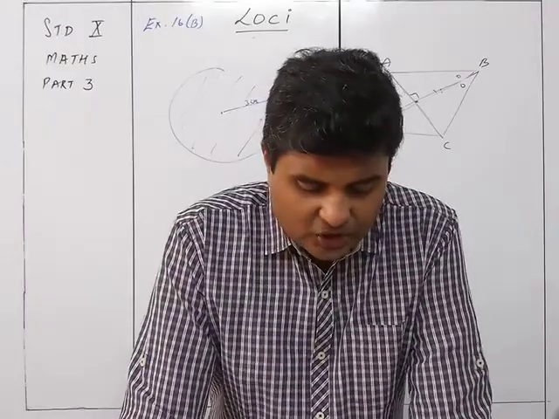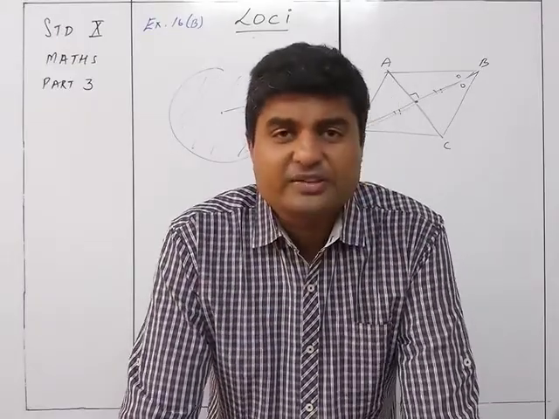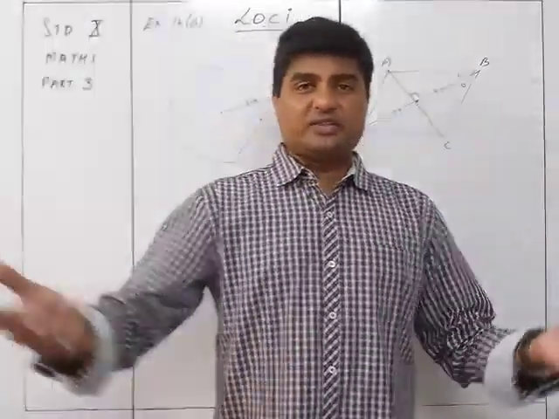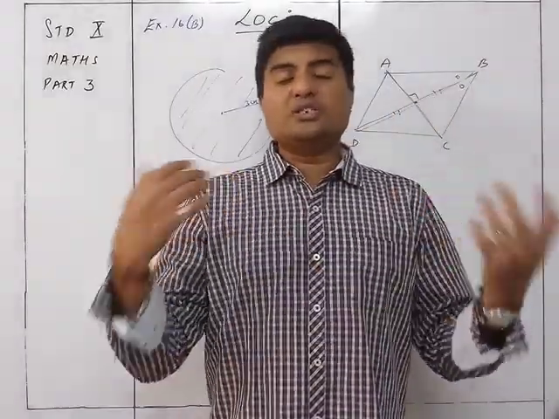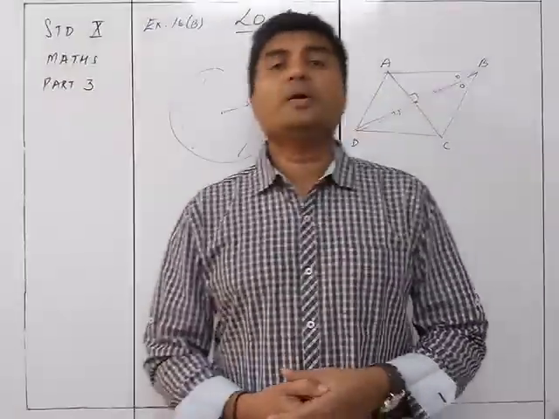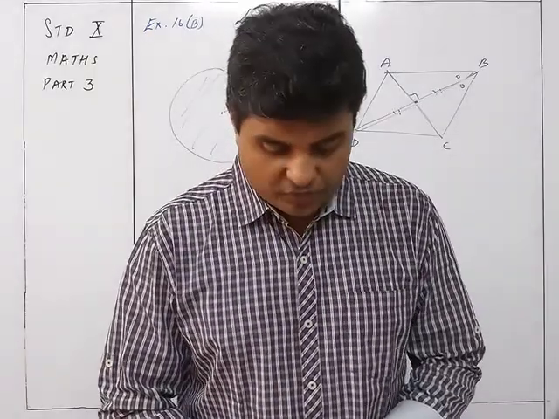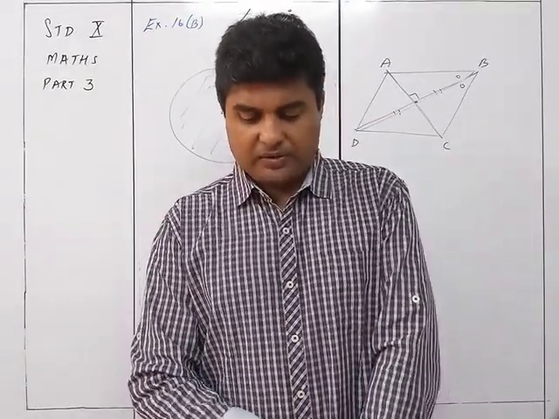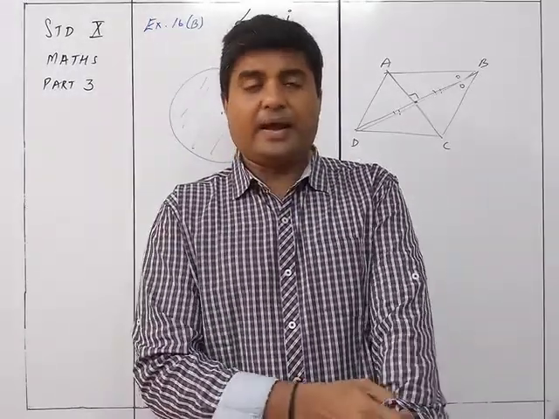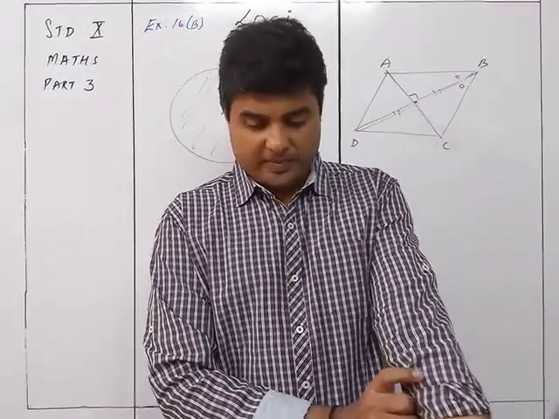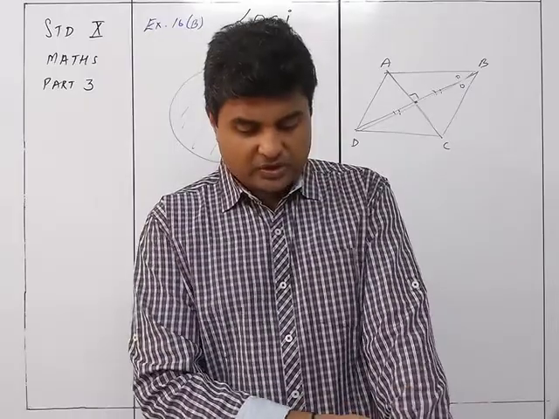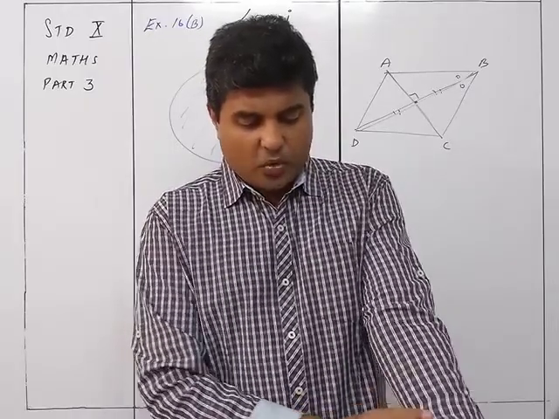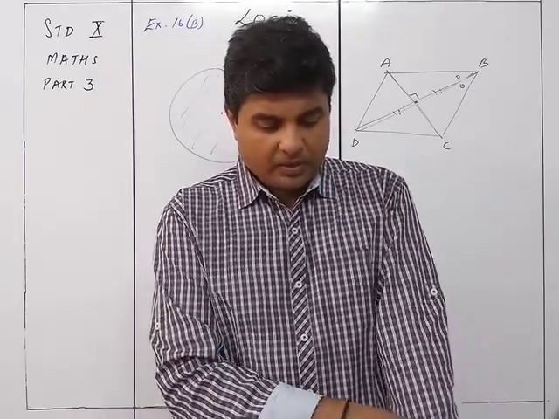The next is the locus of a point at a distance greater than 4 centimeters. So it will be the exterior of the circle. That means the space outside the circumference of the circle with radius equal to 4 centimeters. So it will be the space outside the circumference of the circle with the given fixed point at the center and the radius equal to 4 centimeters. So that was question number 2. Now we move on to question number 3.